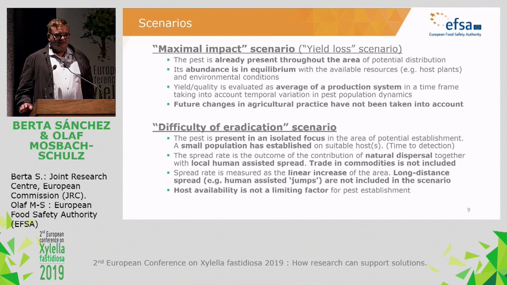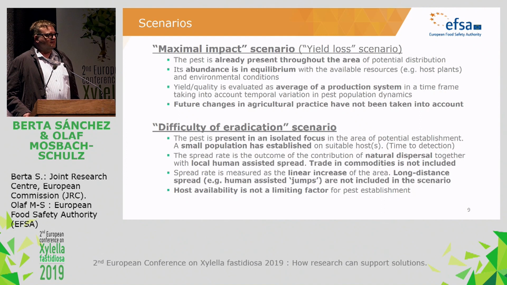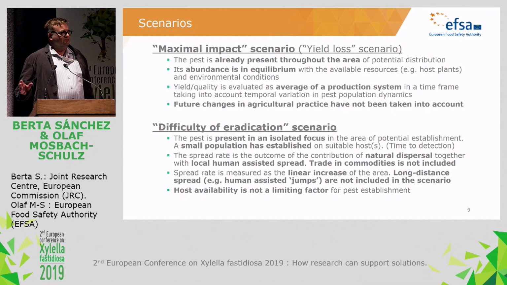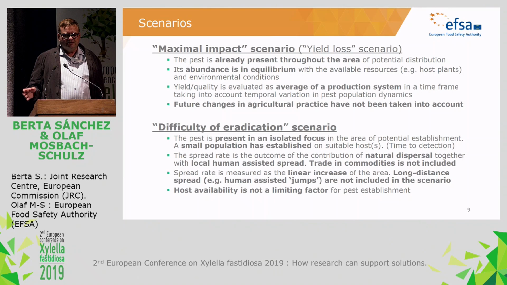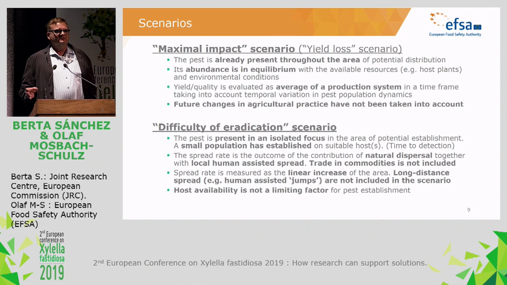The second scenario, the scenario for difficulty of eradication, is different in the sense that we are starting with an isolated focus with a small population just established, and we look at short distance dispersal, which in our case is a mixture of natural dispersal and human activities related to agricultural practice, but not related to trade and not related to other effects like hitchhiking, etc.